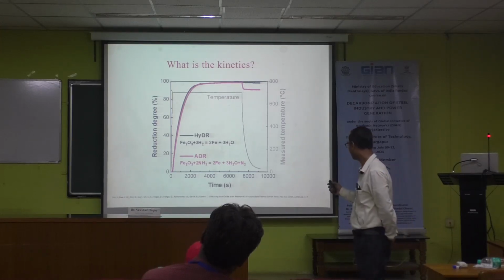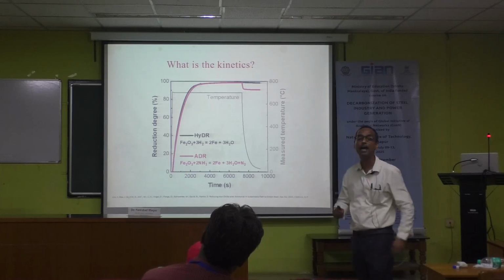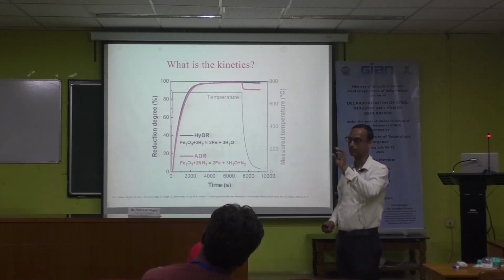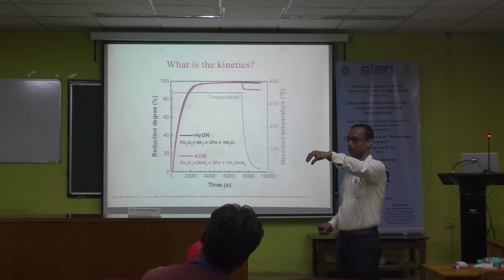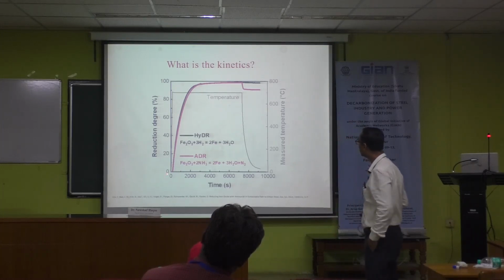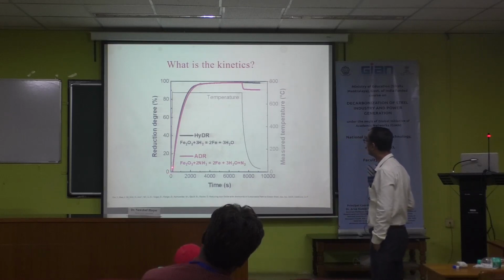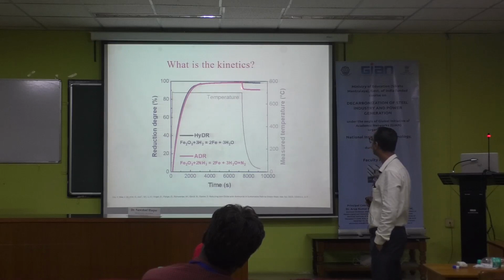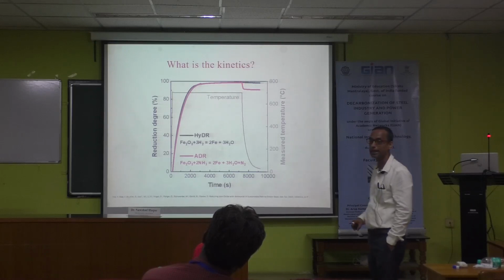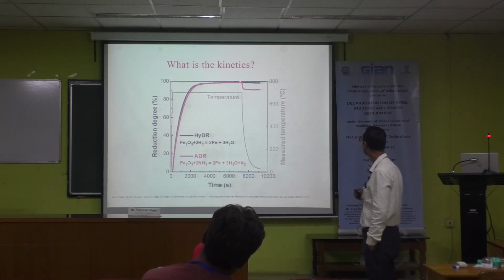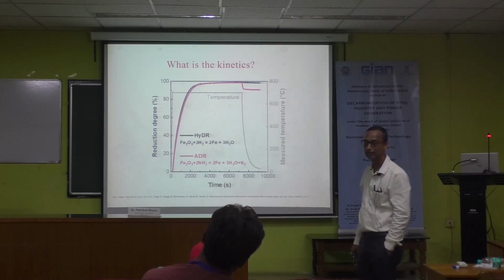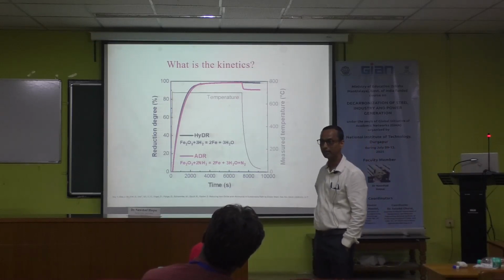But with NH3, this is the weight loss of iron ore. Suppose you put iron ore pellets having 10 grams. Then with time, from 10 grams it will be 9.9, 9.8, 9.7, 9.4, and in this way it will go. Suddenly you can see the weight gain. So why does it gain weight?